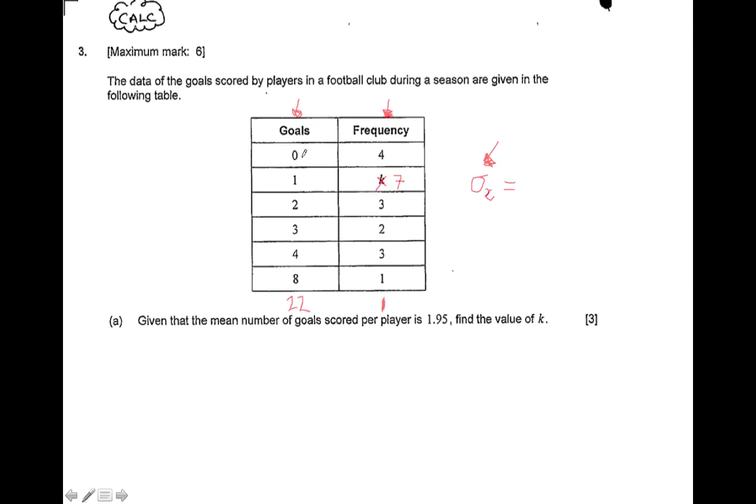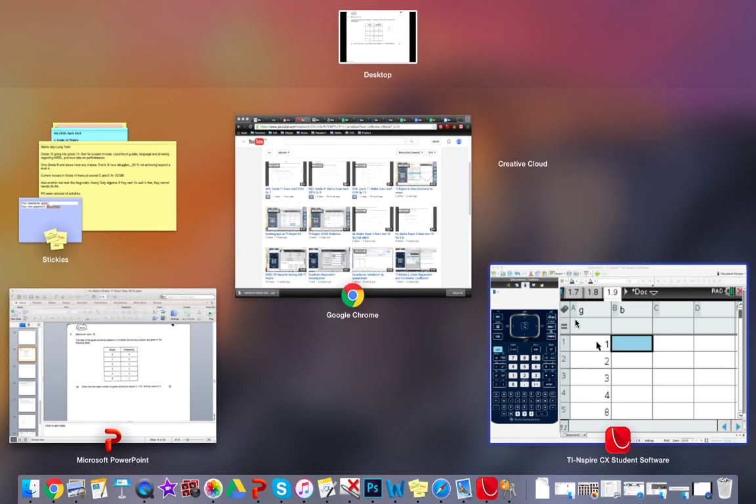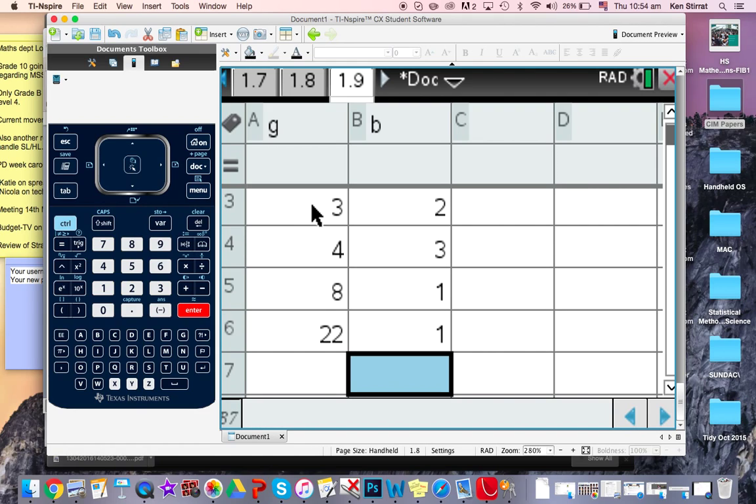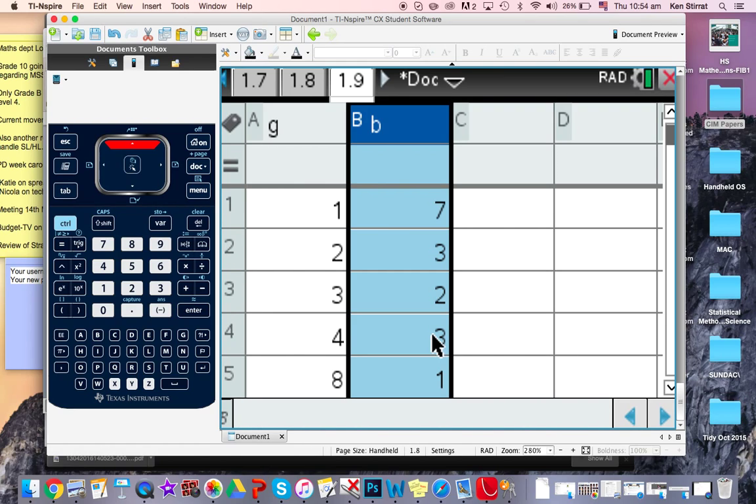0 needs to be included. 0, 1, 2, 3, 4, 8, 22. Okay, so the frequencies are 7, 3, 2, 3, 1, 1. And then we've got 0 goals scored 4 times. Now that needs to be included. Yep. So we go back up.